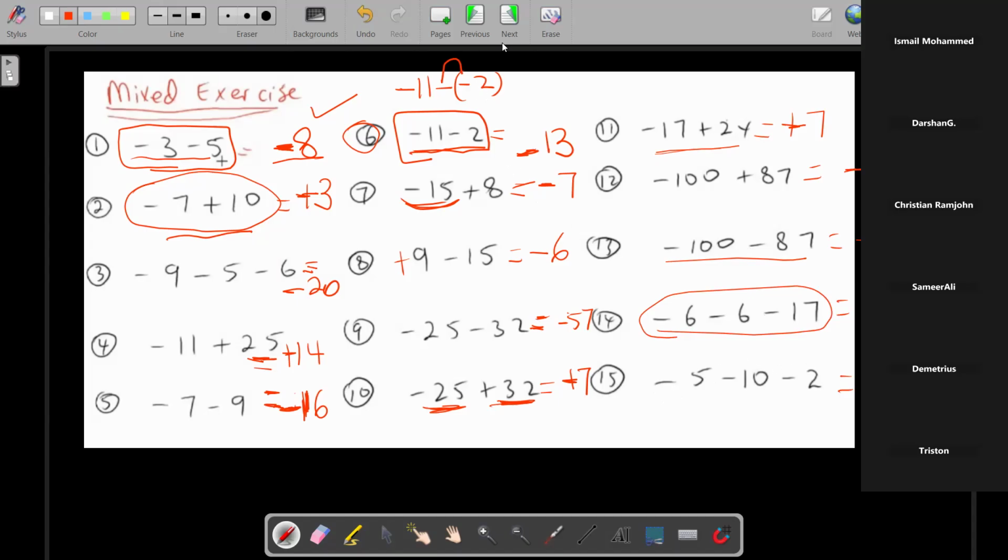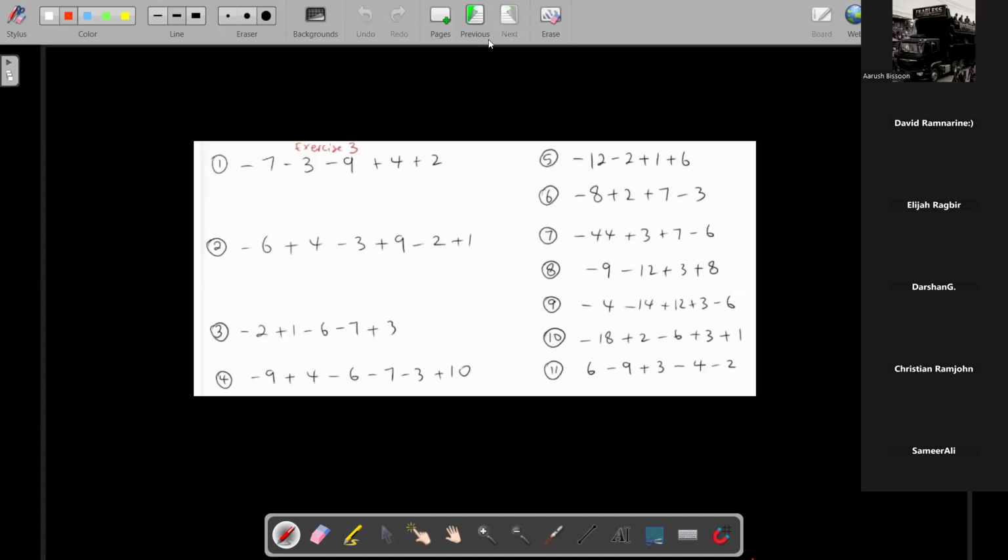Did you all get all correct? Let me see your hands. If you didn't get it correct, put wrong next to it. Put the correct answer, and you revise it and you know what you need to work on. Excellent work. Right, the mixed exercise now.